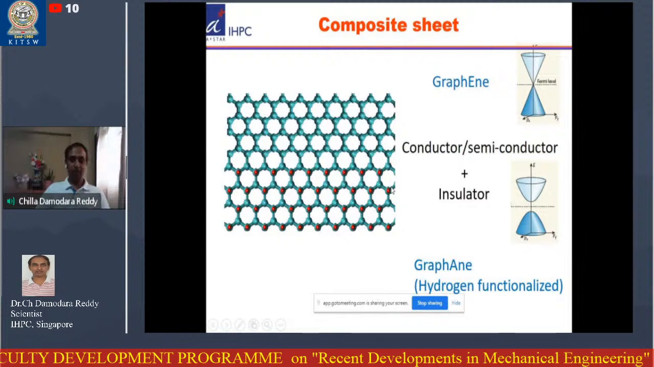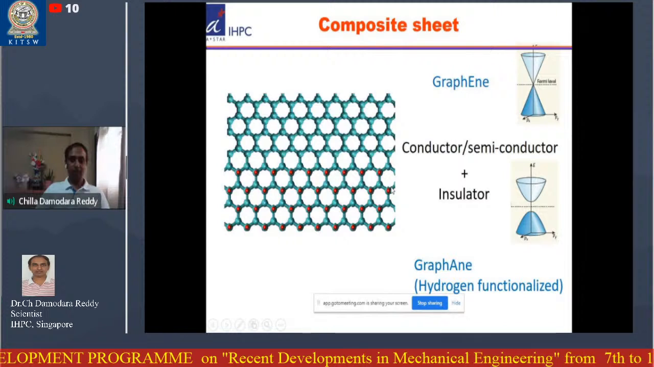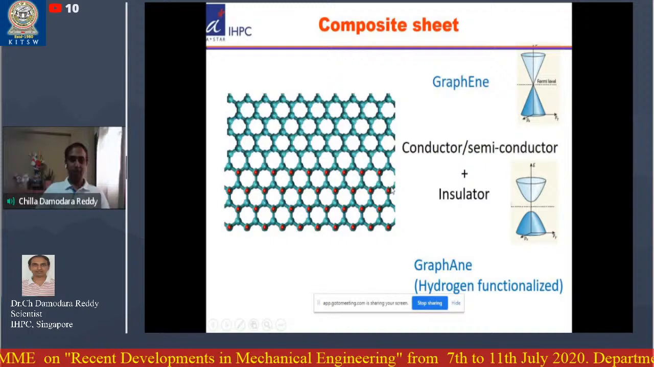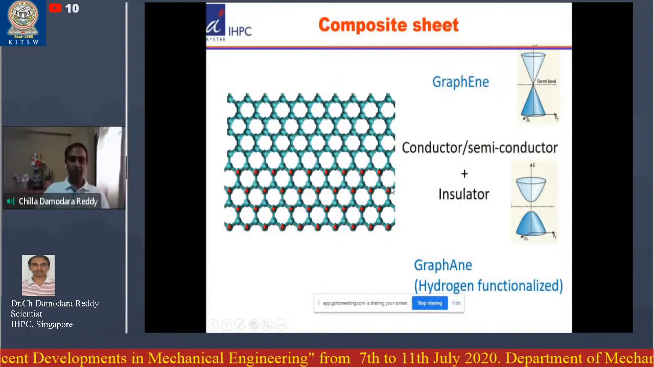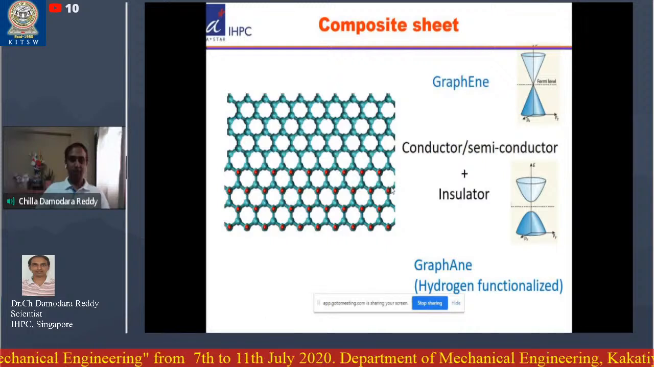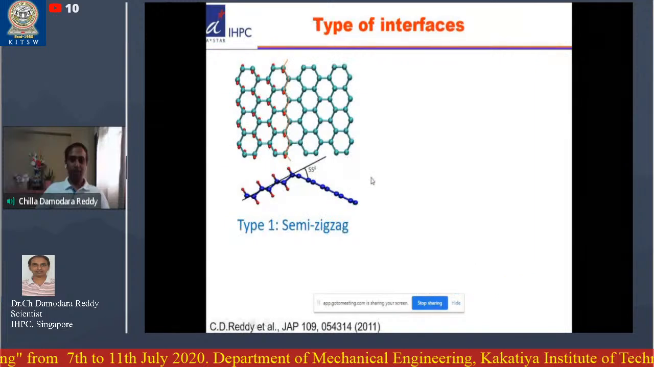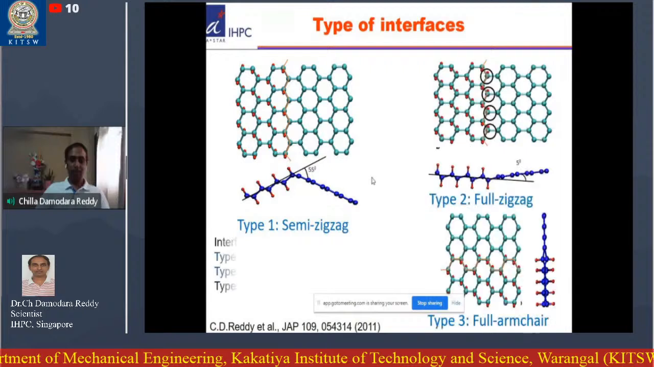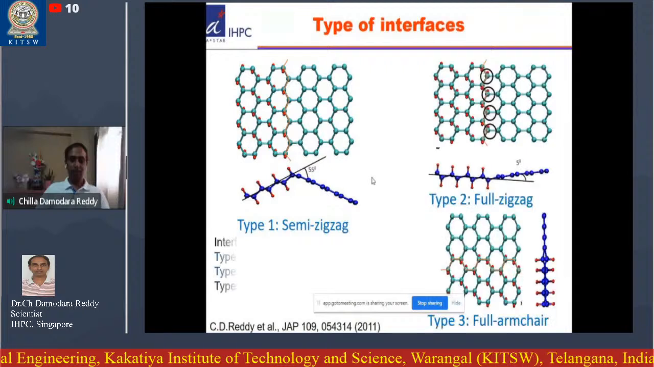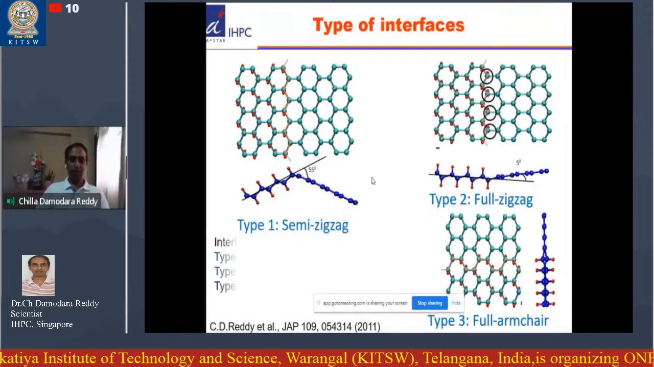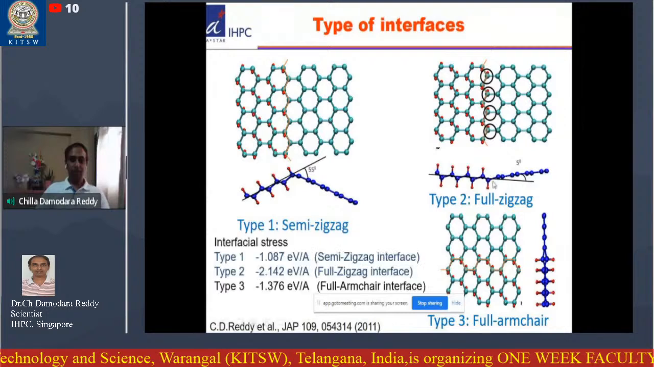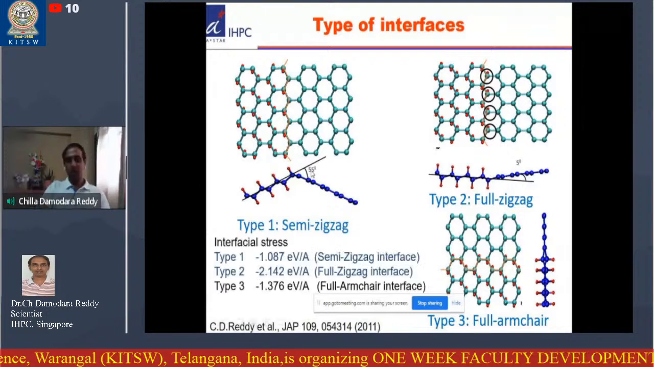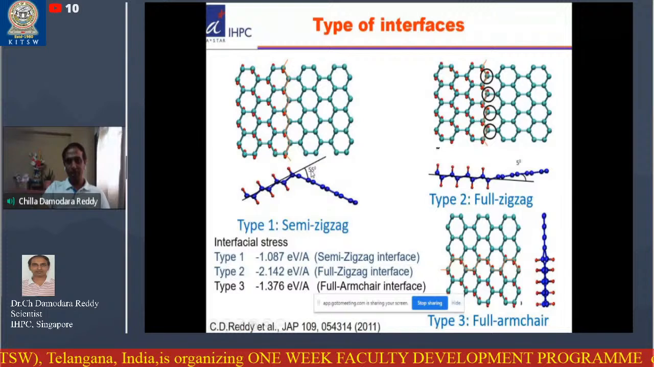We have to take care of the interfaces between these two. Otherwise, it goes bending or rippling in between. These are a few kinds of interfaces we identified. If you have this kind of interface, then you will see this bending between the graphene and the graphane part.